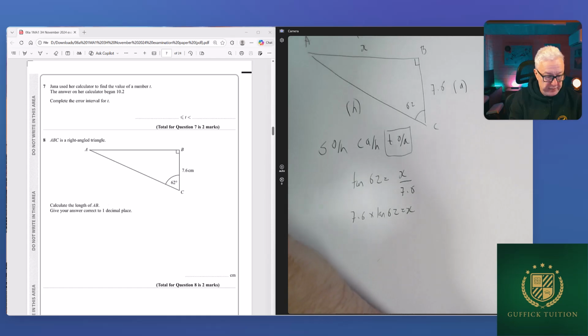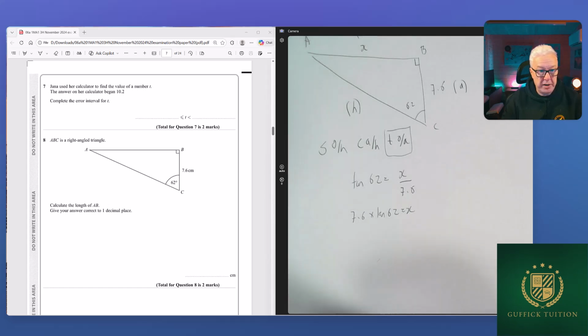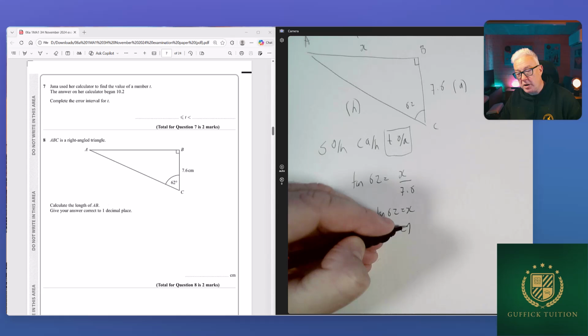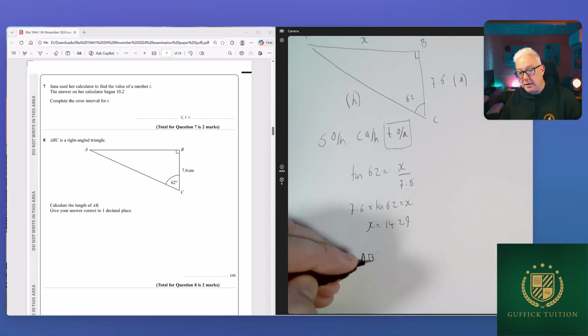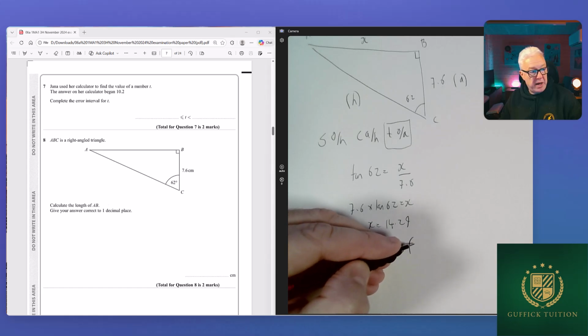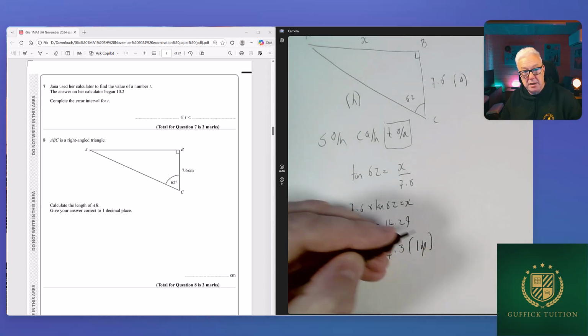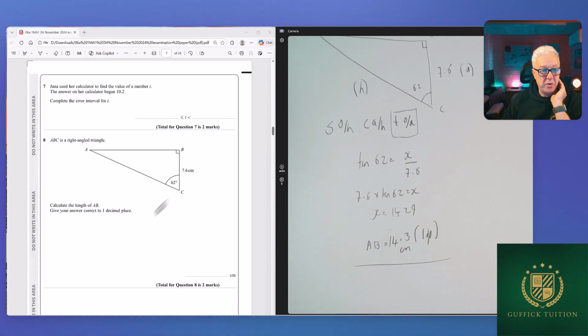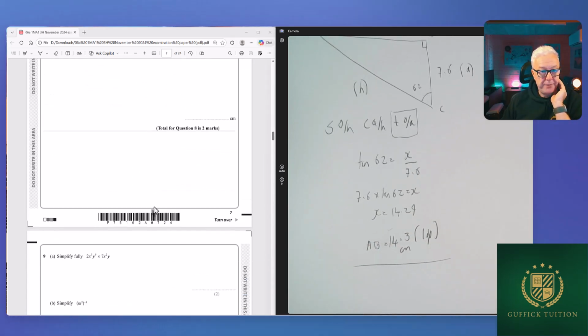7.6, we'll turn on the calculator. 7.6 times by tan of 62 gives me 14.29. Okay, so that x is equal to 14.29. So therefore AB is equal to 14.3 when we give our answer to 1 decimal place, and that is in centimetres. So 14.3 centimetres to 1 decimal place, and that's question 8 done.